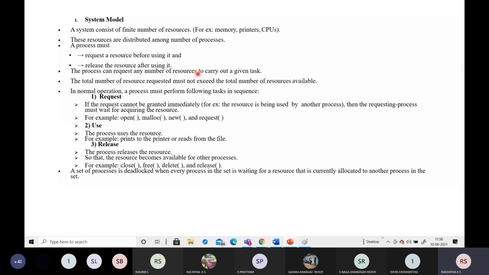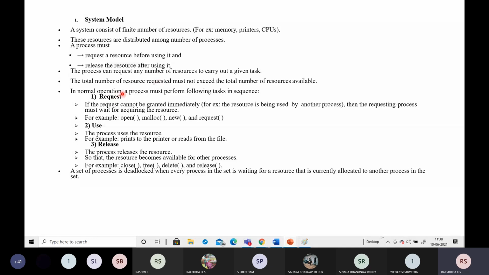A process can request any number of resources to carry out the given task. There is no limit on the number of resources taken by the process. It can take any requested number of resources. The total number of resources requested must not exceed the total number of resources available. For example, if only R1 and R2 are available to process P1, it can access R1 and R2, but if it then requires R3, that is not possible. It should not exceed the total number of resources available.